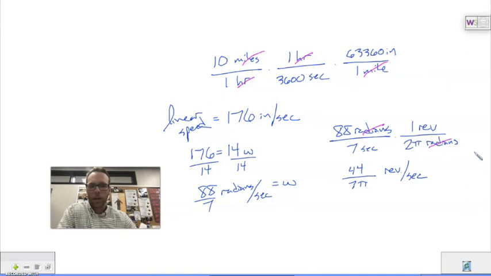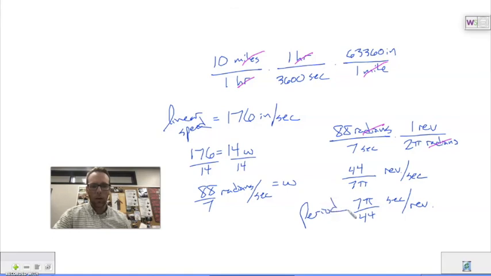Okay, 44 over 7 pi revolutions per second. Now we're going to run with that. What is the length of time to do 1 revolution then? How do we figure that out? Well, wouldn't that be just the reciprocal of this? 7 pi over 44 seconds per revolution. Right? It's not a very long time period. We should expect a pretty small number here, shouldn't we? I mean, going 10 miles an hour, it doesn't take very long for the wheel to do 1 revolution.